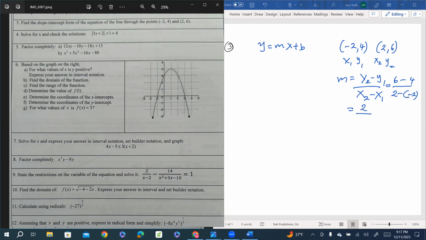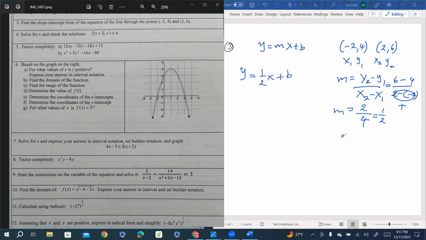Negative negative becomes a positive. So 2 plus 2 gives you a 4, right? So this reduced by 2 is a half. So we know the slope is a half. Now we have y equals half x plus b.